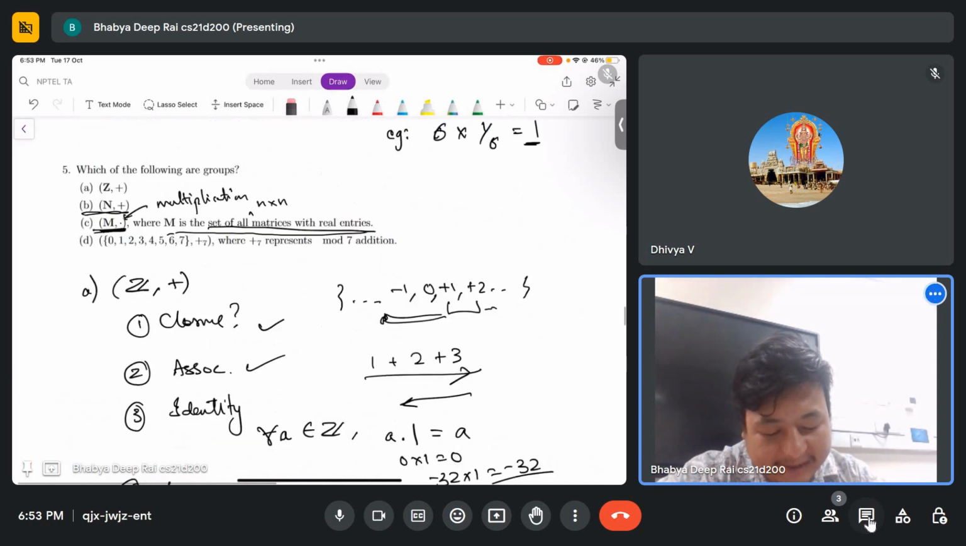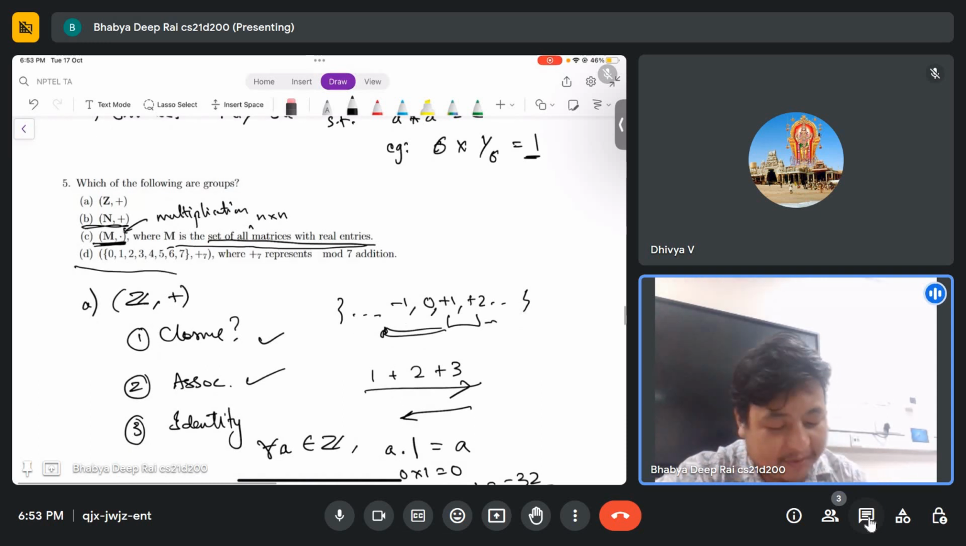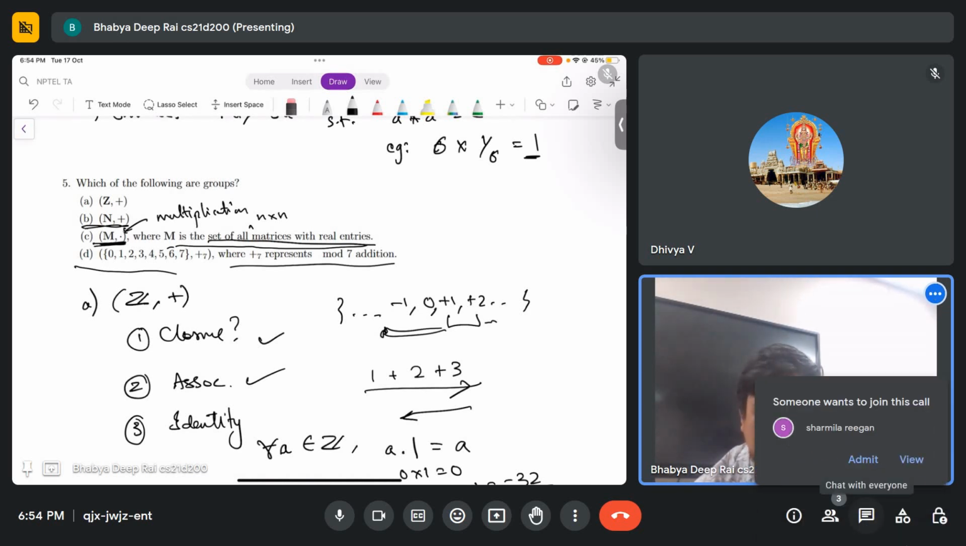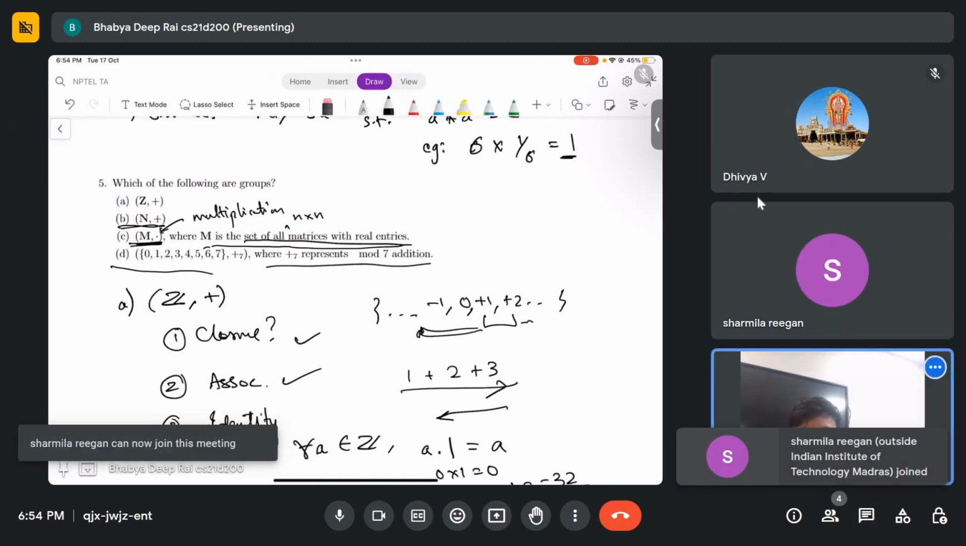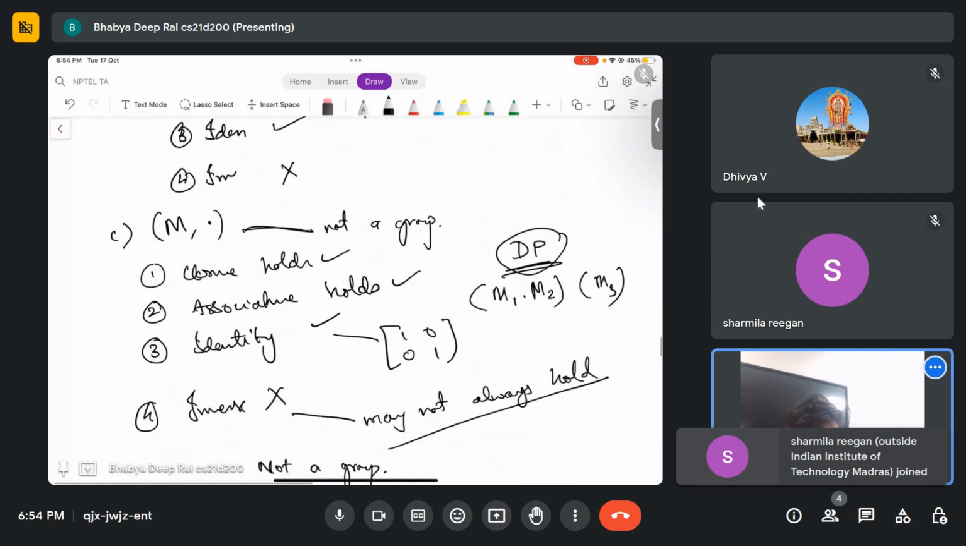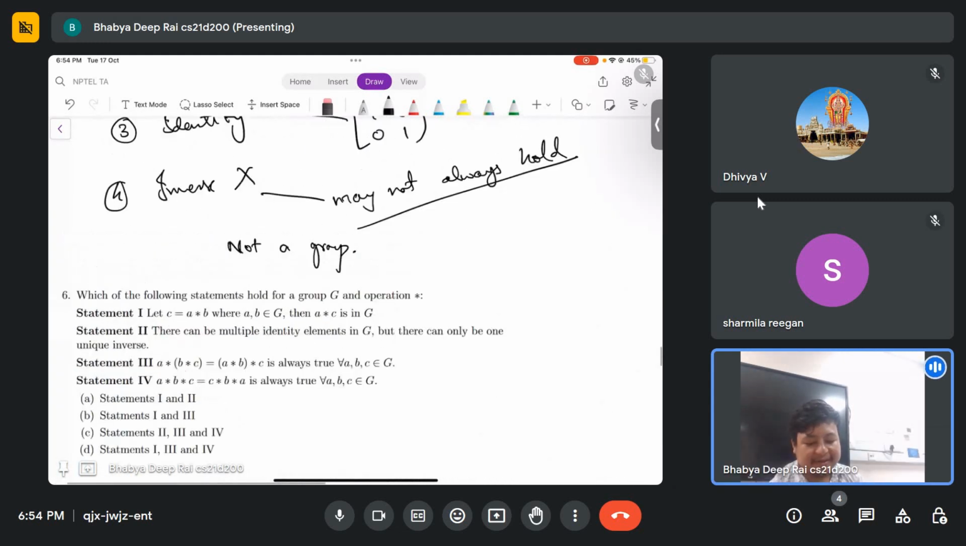And finally, D: you will realize that D is a group. It has all the properties of groups: closure, associativity, identity, and so on. So I'm not doing D. Maybe you can try it as an exercise.